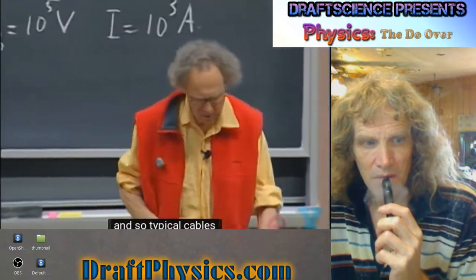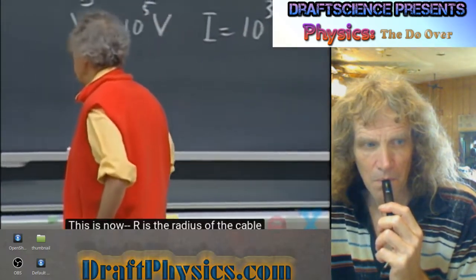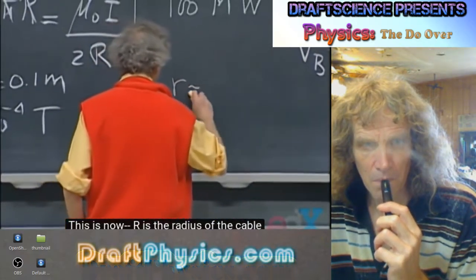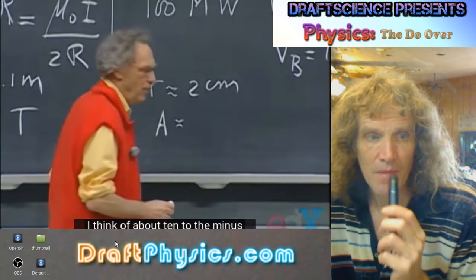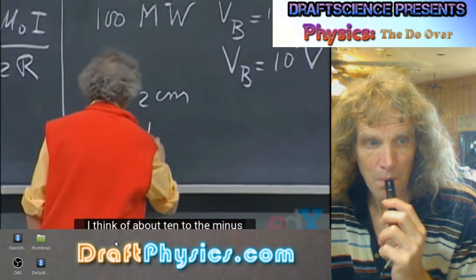And so typical cables have a radius R, this is now the radius of the cable, of about 2 centimeters. That gives them a cross-sectional area, I think, of about 10 to the minus 3 meters squared. That's correct.